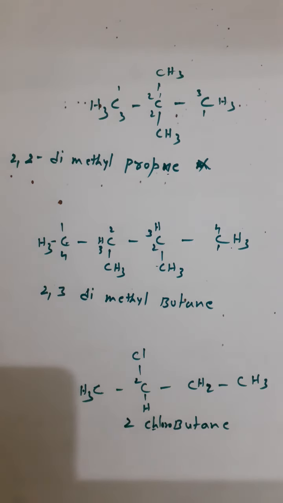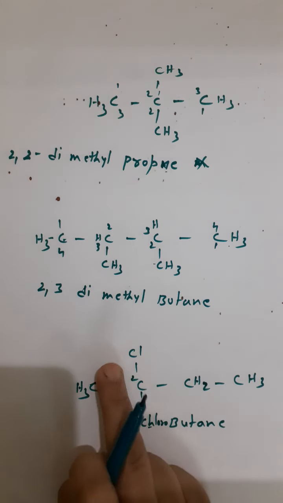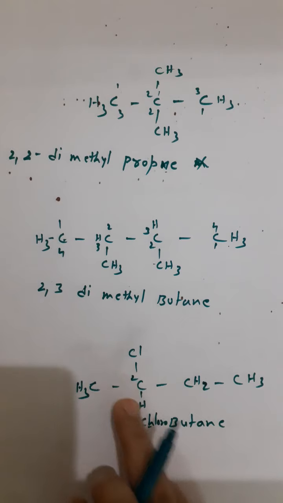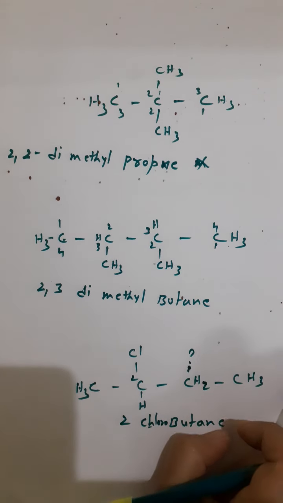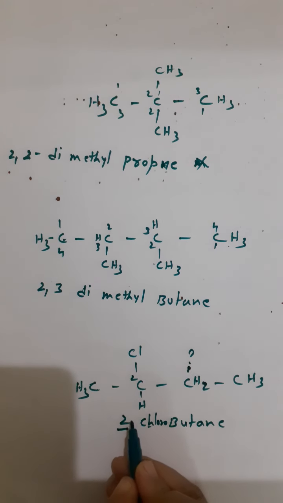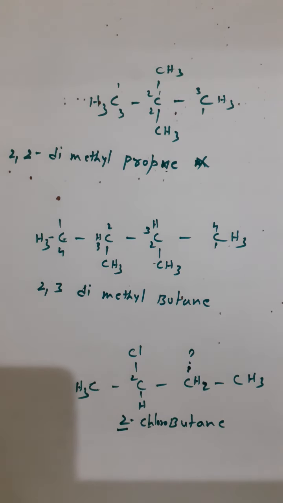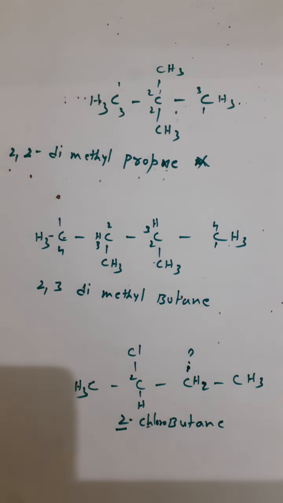So 2-chlorobutane. Fine. If instead of this chlorine being on this carbon, it was on this carbon, then what would you have done? Yes, I would have started naming from this side, giving it again the lowest number. So that is 2-chlorobutane. Okay, children. So I hope you have understood how to name the organic compounds. So please go through this. Further, we'll discuss in the next session.